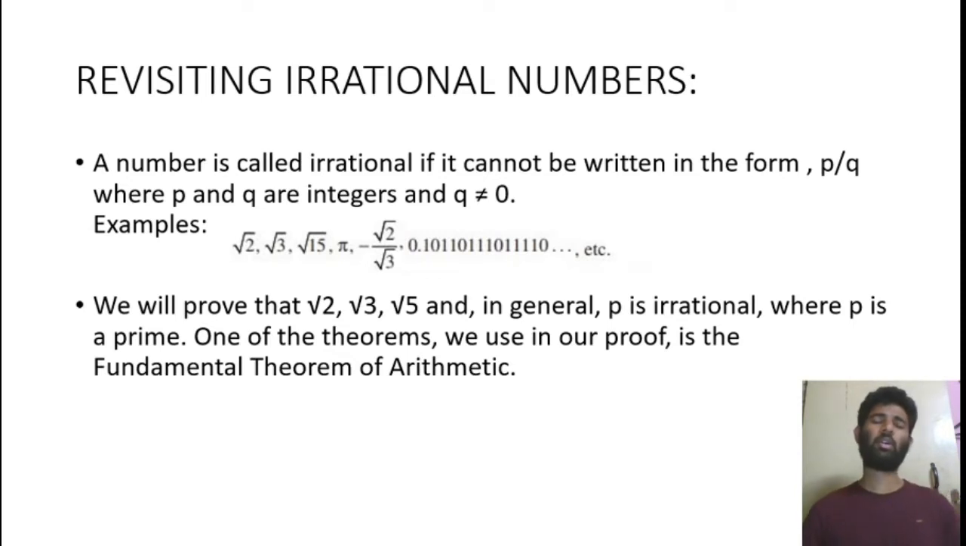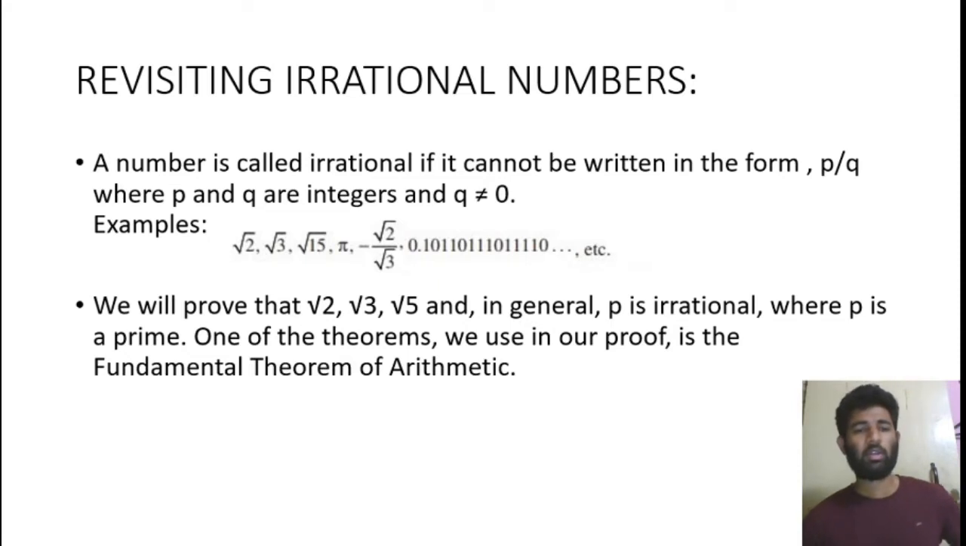So examples are root 2, root 3, root 15. The square root of any prime number is always an irrational number. You can see pi is given here. Pi can be written as 22 by 7, but we write it as 22 by 7 only so that it is easy for us to calculate the problems. The actual value of pi is not 22 by 7. Here some non-terminating and non-repeating example is also given, as you can see on your screens. So such a number is also an irrational number.